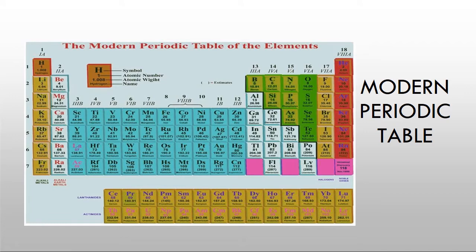This is the basic modern periodic table. As we saw, it has 18 columns and 7 rows. It starts from hydrogen, and the last atom we can say is Rg, whose atomic number is 111. It represents symbol, atomic number, atomic weight and number.